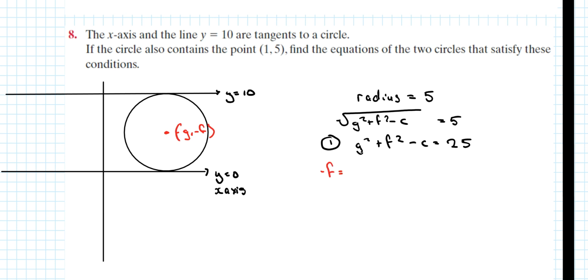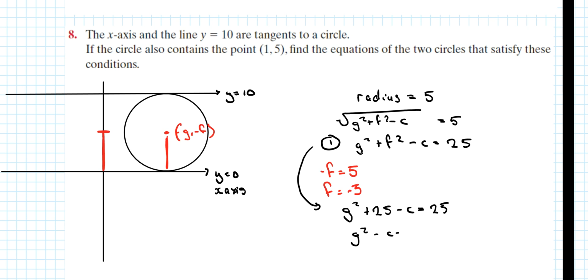So I know that minus f is going to be 5 because, again, this distance here is 5, which means this distance here is 5, which means this coordinate is 5. So if minus f is 5, f is minus 5. Let's sub that into equation 1 straight away. Equation 1, we're getting g squared plus minus 5 squared, so it'd be plus 25 minus c is equal to 25. We're getting g squared minus c is equal to 0. Brilliant, equation 1. What else do we know?